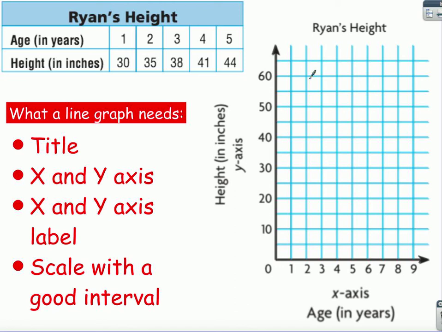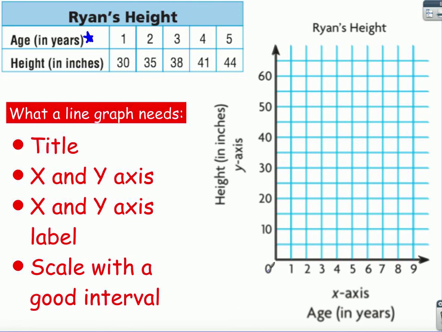And when you do line graphs, one of the most important things to remember is that the one that deals with time, which would be in this case years, always goes on the x-axis. So you can see they put age in years down here because that deals with time. The other label would be your other data, so the height in inches would go on the y-axis.